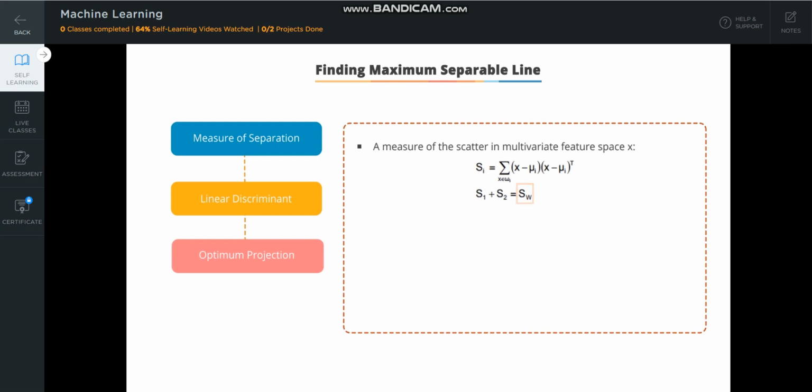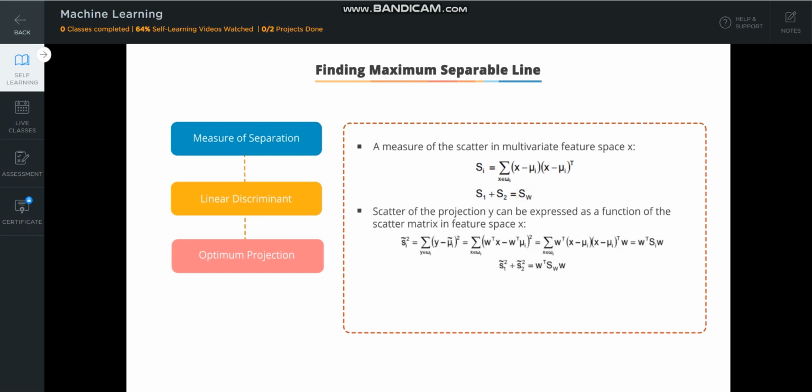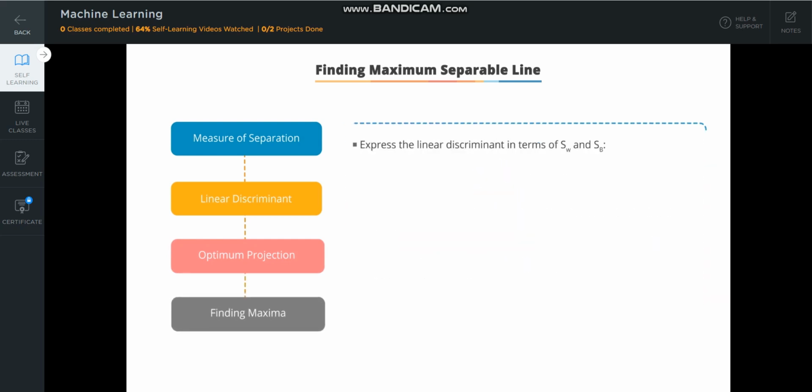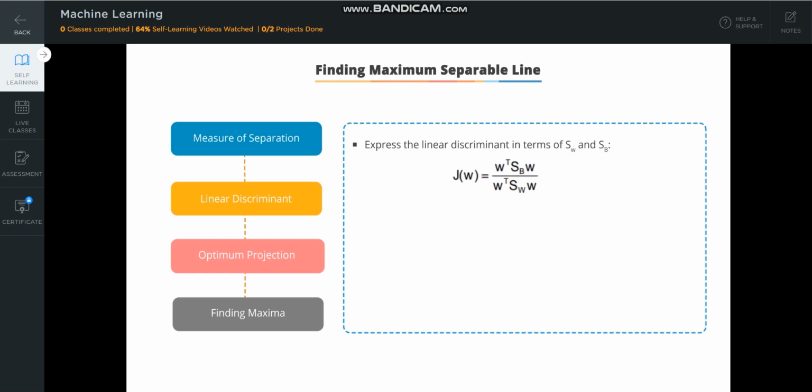Now, in feature space X, the scatter of the projection y can be expressed as a function of the scatter matrix. Similarly, the difference between the projected means in y space can be expressed in terms of the means in the original feature space X. We can finally express the Fisher criterion in terms of Sw and Sb as given in the equation.